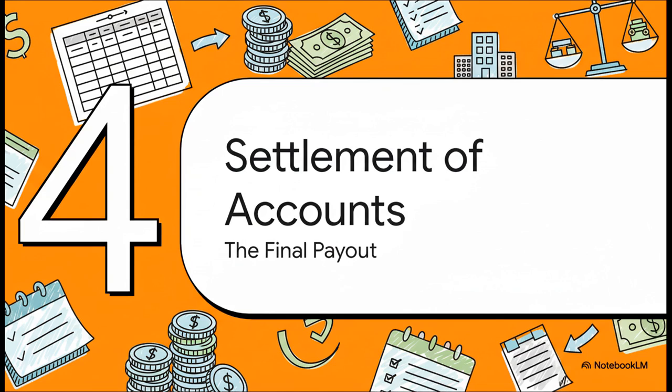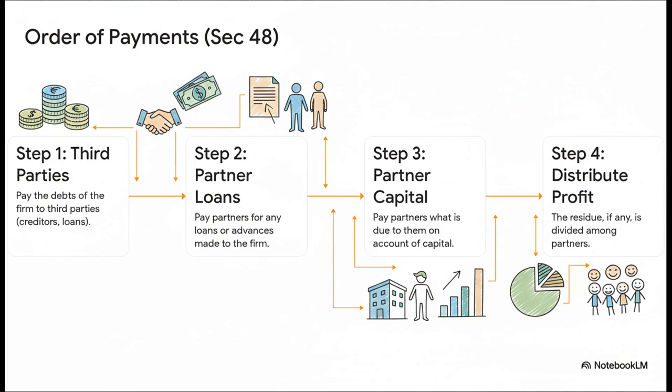Okay, finding the profit was a huge win, but we're not quite at the finish line. The final step is to settle everyone's accounts. We need to pay the partners what's left and officially, finally, close the books. Now, you can't just pay whoever you want. There's an official order, a priority list, according to the law. Number 1, you always pay the outsiders first, your creditors, your bank loans. Number 2, if any partner gave a loan to the firm, you pay that back. Number 3, you return the partner's capital. And then, if there's any money still left, that's the final profit to be shared.